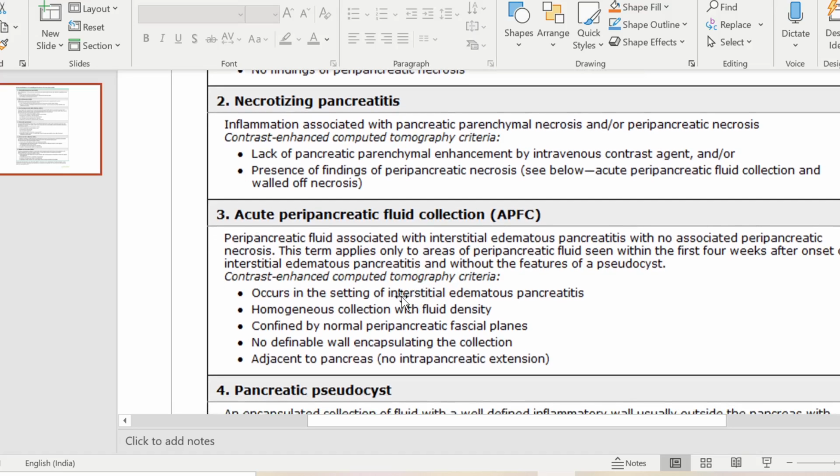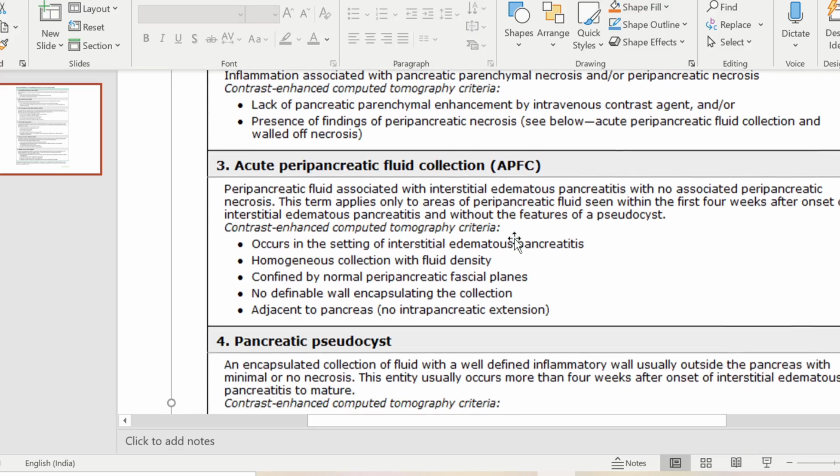CECT shows a homogeneous collection with fluid density confined by normal peripancreatic fascial planes, with no definable wall encapsulating the collection, and it is adjacent to the pancreas, right? So this is what is seen in the acute peripancreatic fluid collection.